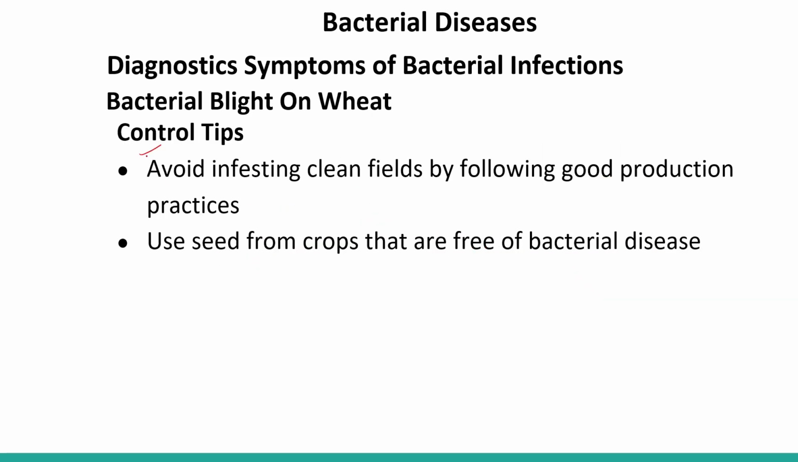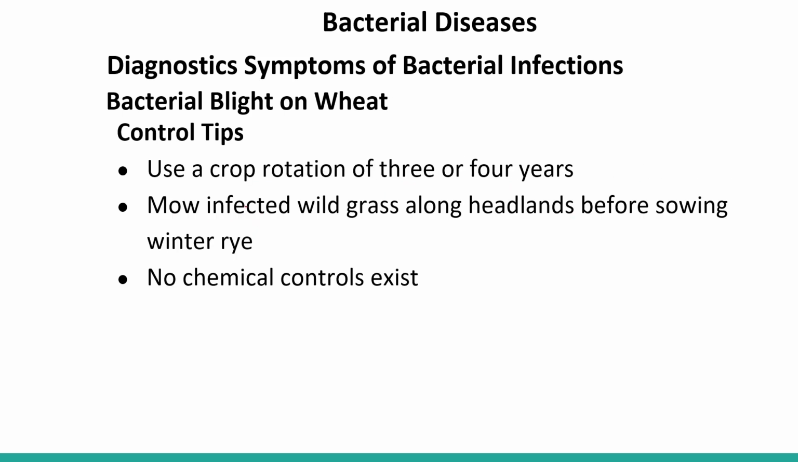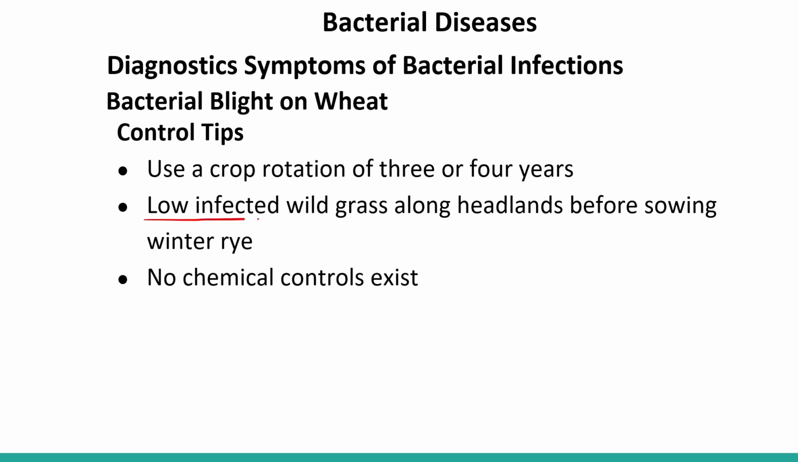Now, what are the control tips? Avoid infesting clean fields by following good production practices. Use seed from crops that are free from bacterial disease. This is the main thing we can control: use seeds that are free from this bacteria, and make sure your soil is free from it too. Use a crop rotation of three or four years. Control infected wild grass along the headlands before sowing winter rye. No chemical control exists for this particular disease. So this is all for the bacterial diseases.